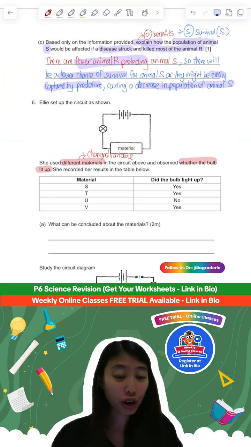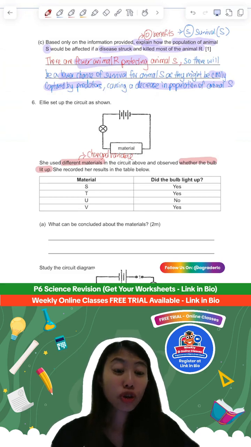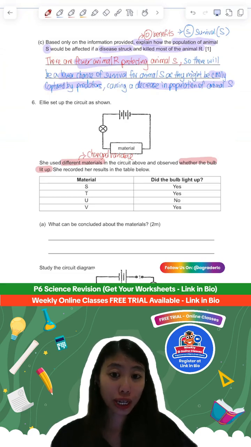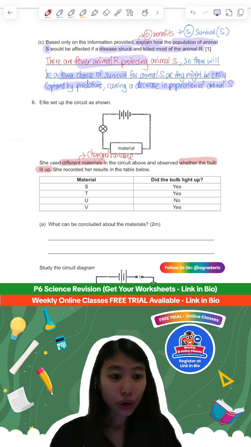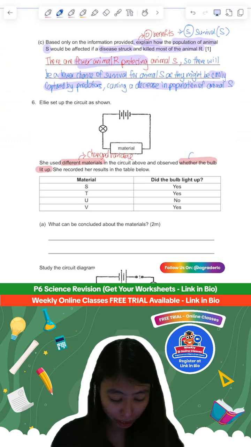So what is my measured variable then? We will try not to mention the material because we wouldn't know exactly what the material is. To answer this type of question, we usually mention conductors or insulators. Yes, very good. The measured variable is actually whether the bulb lights up or not. So this is my measured variable.